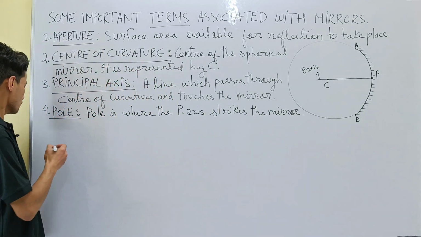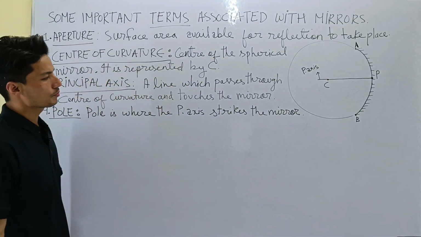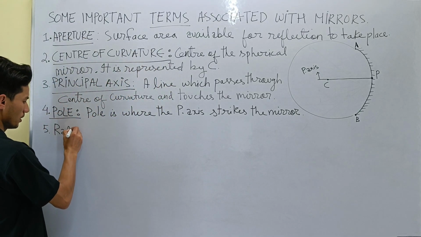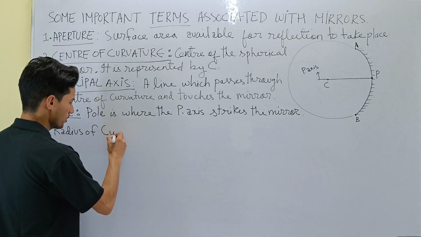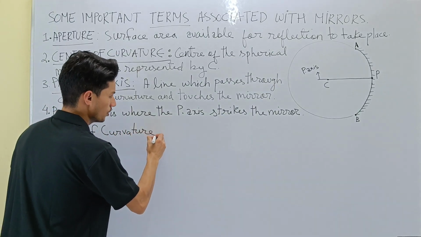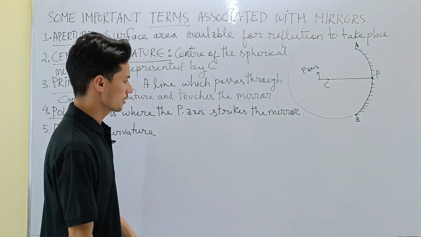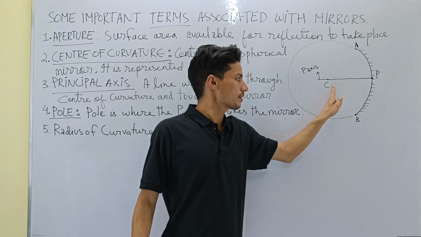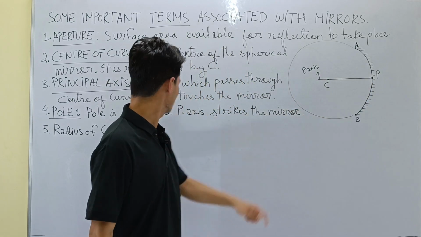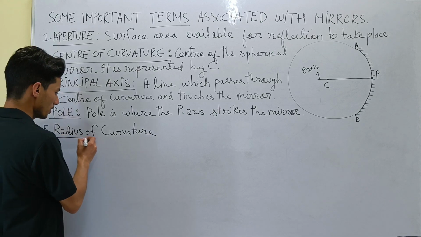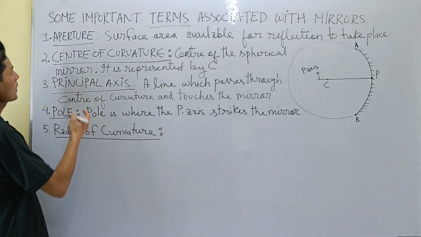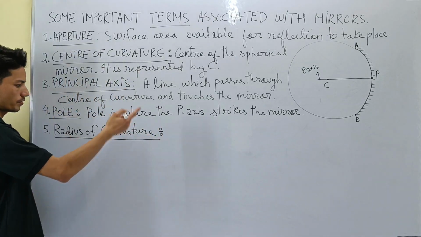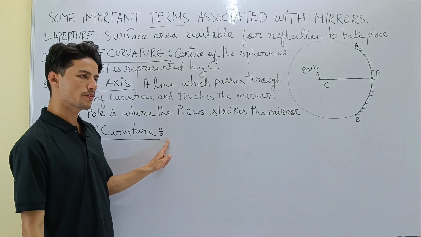So the next one, point number 5. What will be point number 5? Point number 5 will be radius of curvature. The pole is represented by capital P, just like the center of curvature is represented by capital C. Now we are discussing the radius of curvature. Sometimes I'm writing capital, sometimes small, so I wrote this in small letter. Please do forgive me.